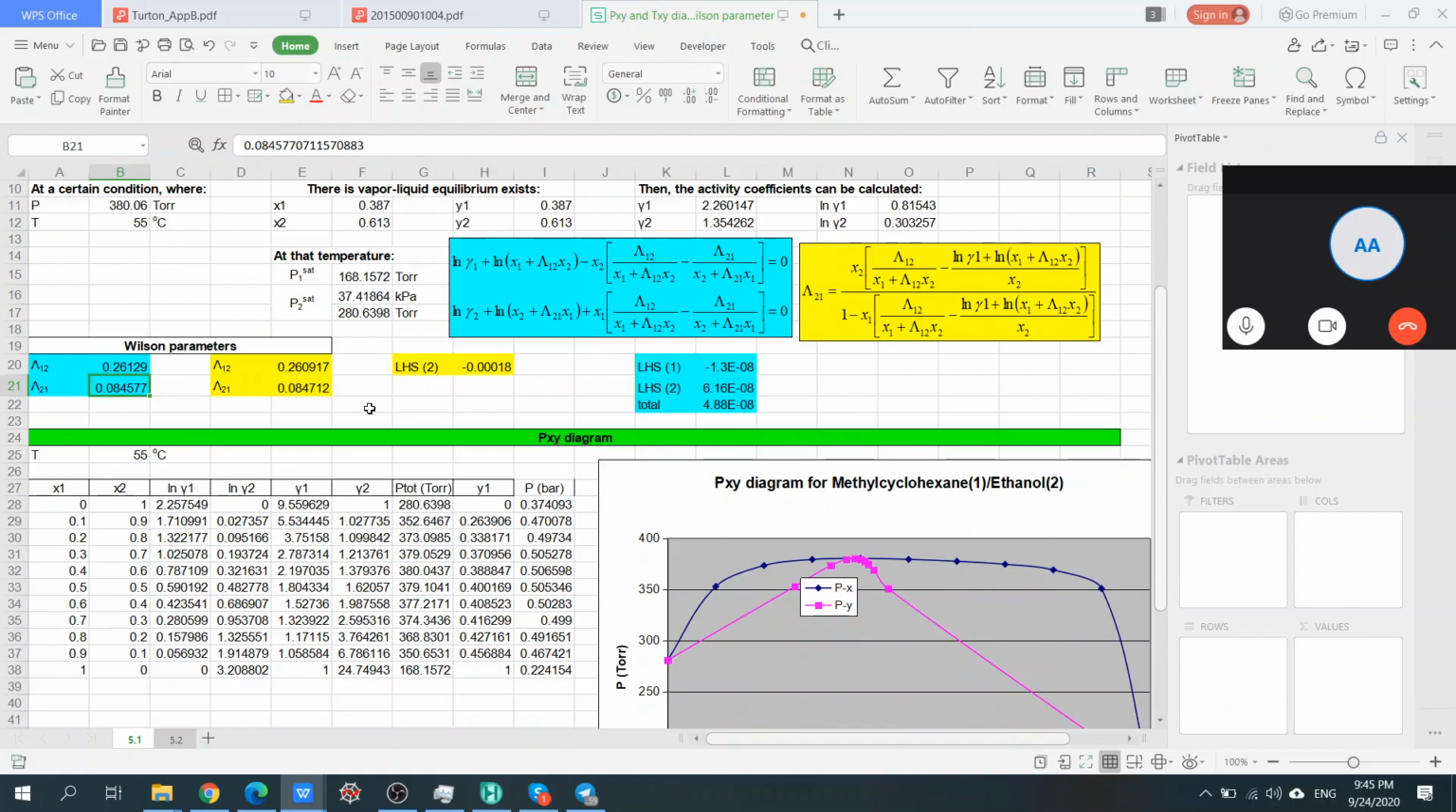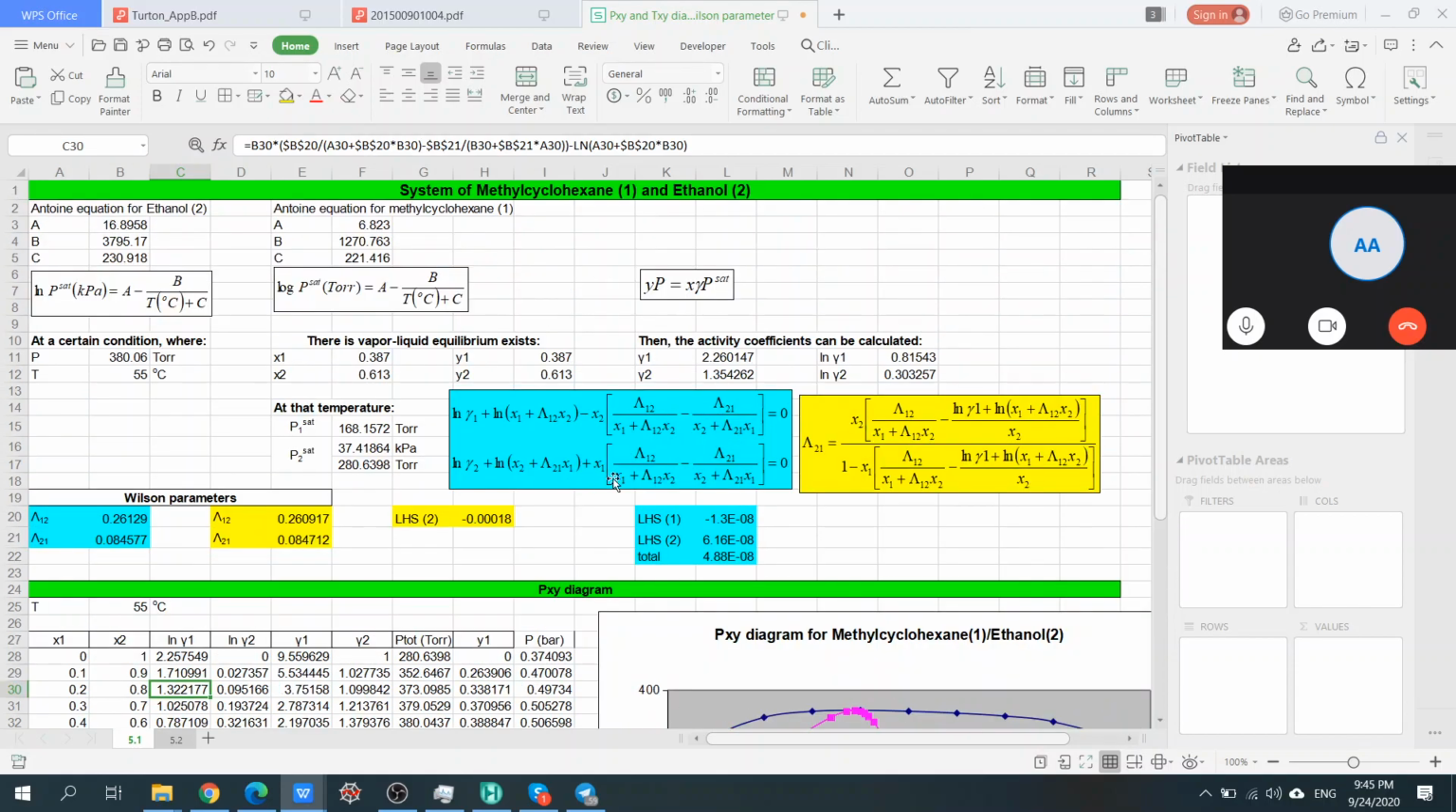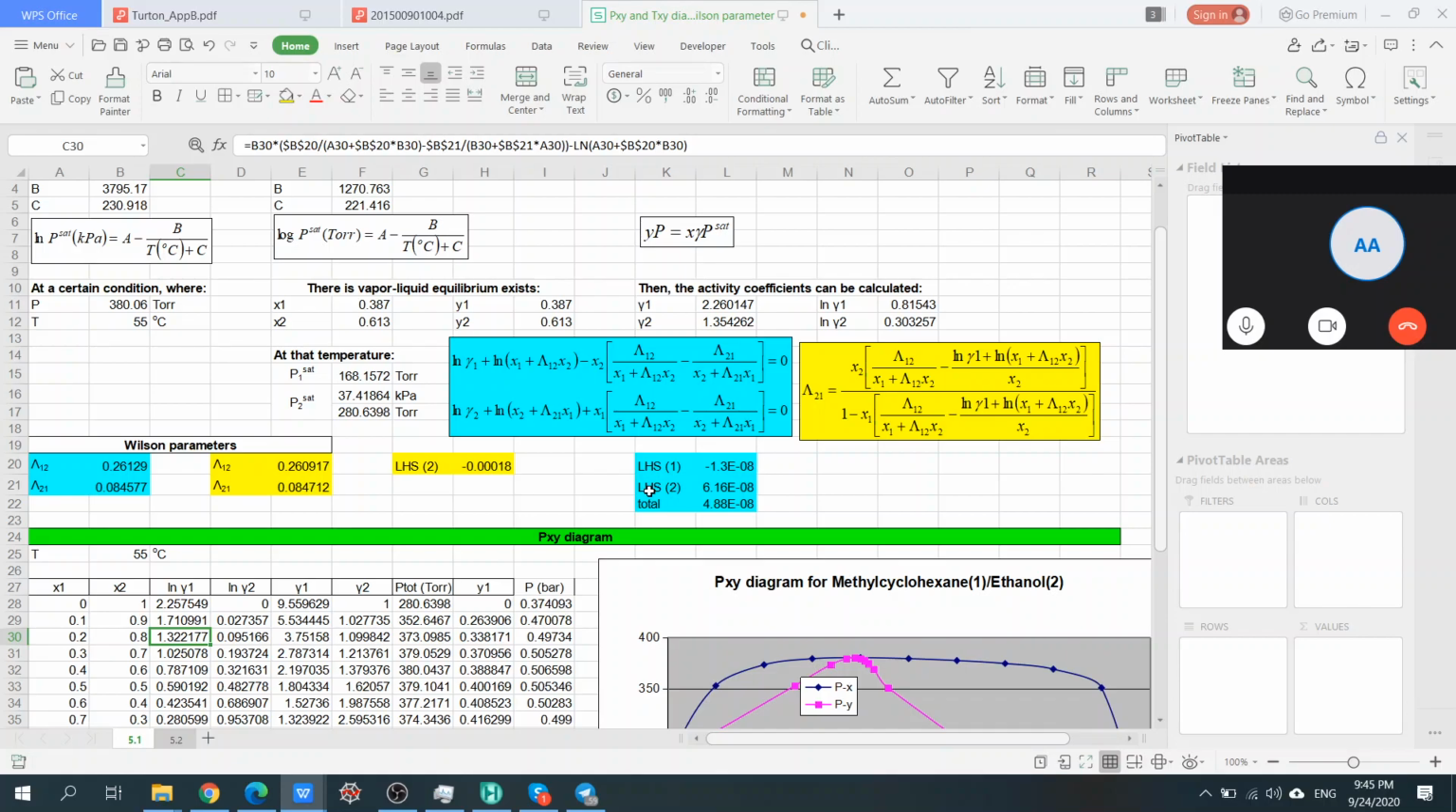And based on this number, we can make a plot at 55 degrees C. We vary the mole fractions in the liquid. We calculate gamma 1 and gamma 2 using these equations, obviously. We calculate the ln, we get gamma 1 and gamma 2, and then we can calculate the P total using these equations.